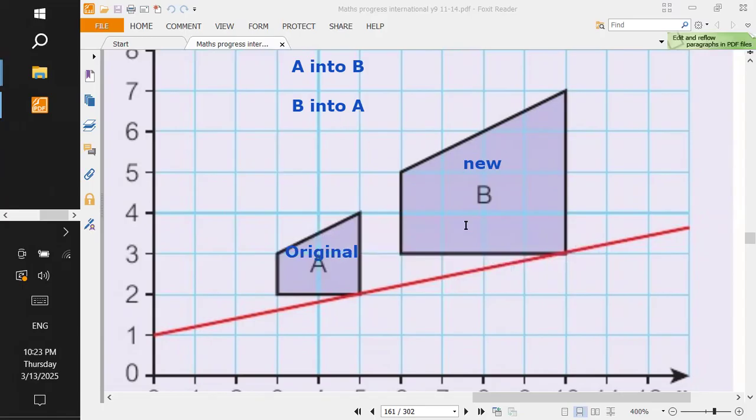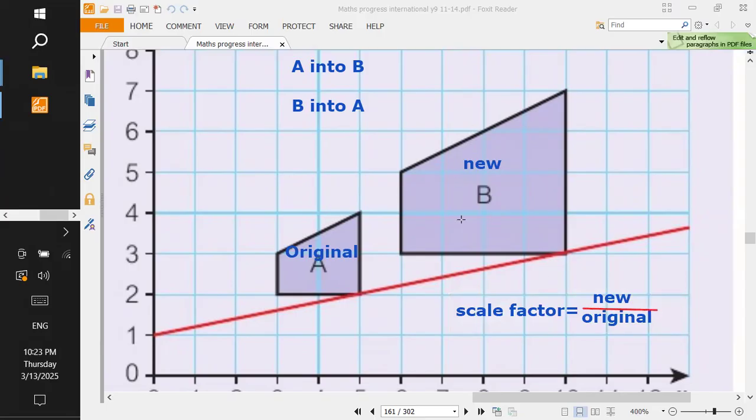Basically, the idea of finding the scale, focus on this: the scale of enlargement, or scale factor of enlargement, equals the new shape, or the length of the new line, divided by the original. So basically, you divide the new one by the original. Focus on this step, okay? It's very important and it will help you to find the scale factor of enlargement.